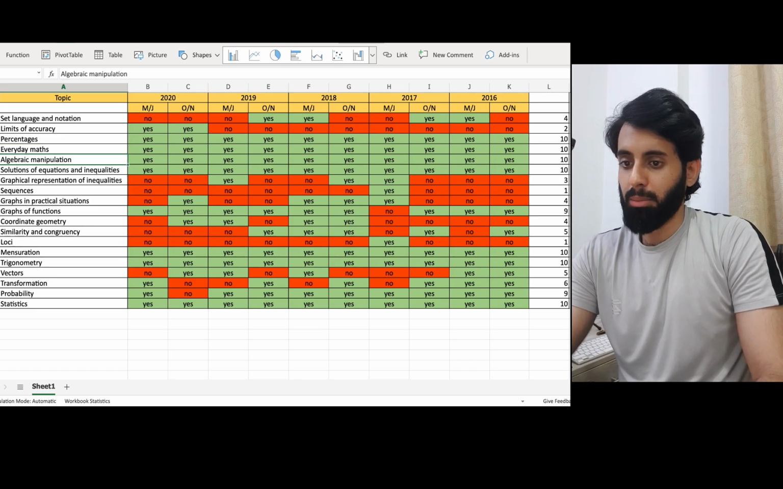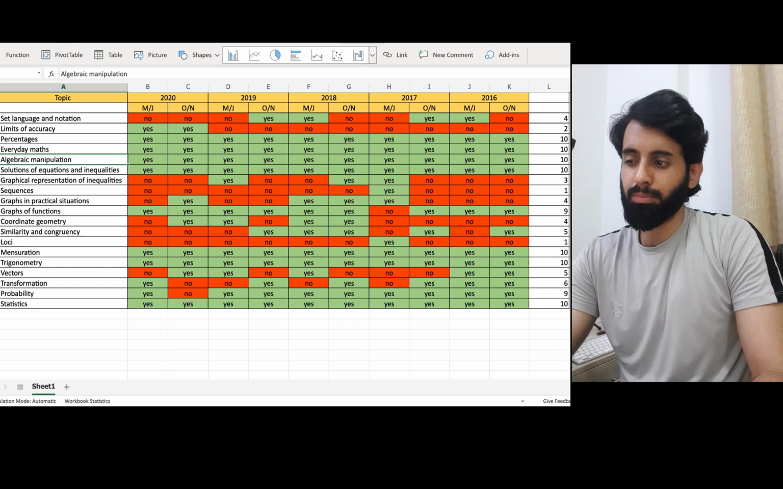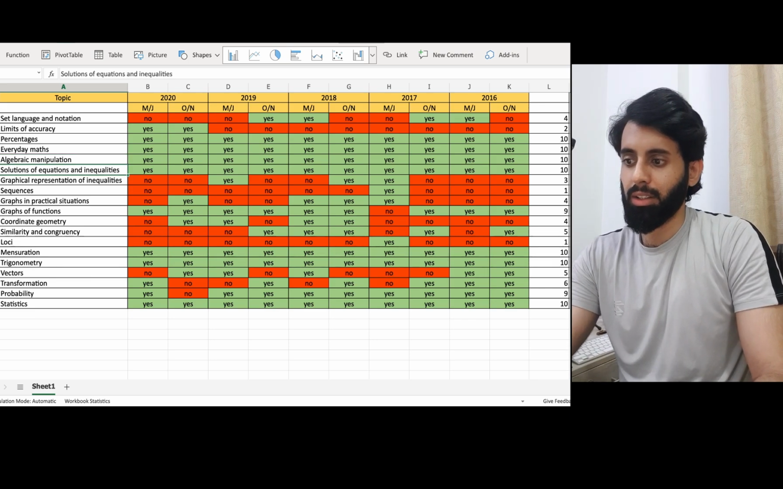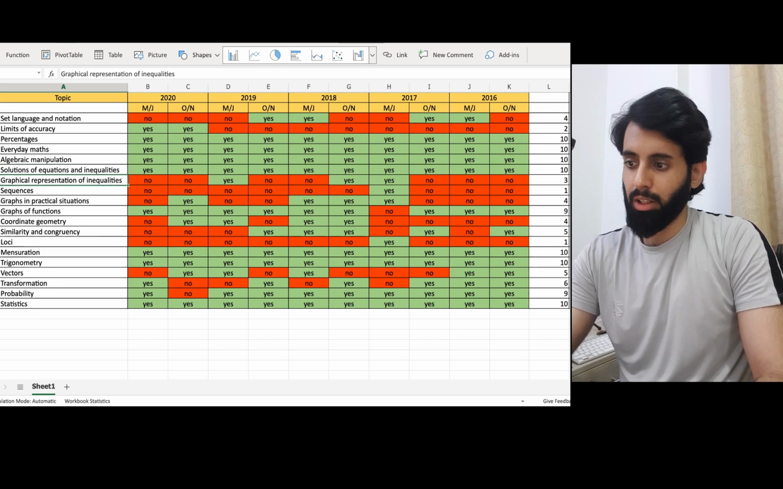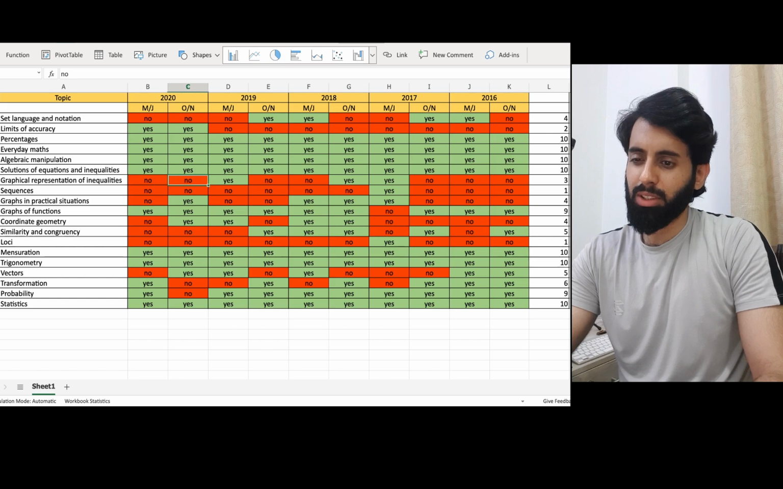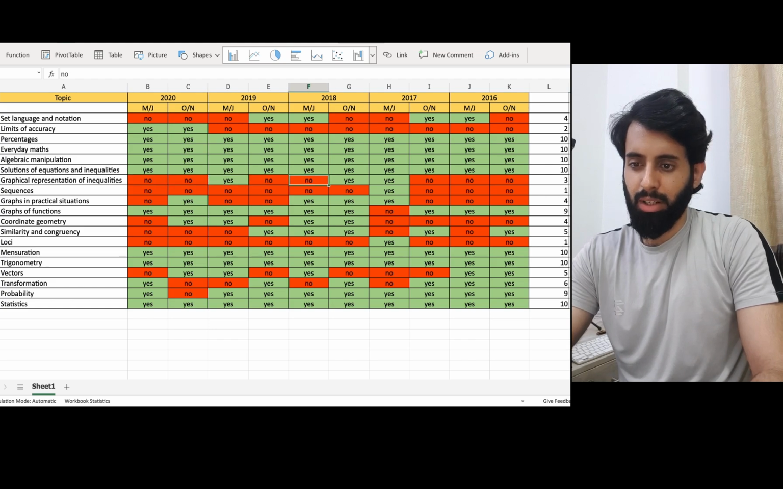And then you have algebraic manipulation, which basically means equations, multiplication, making this the subject, that the subject, stuff like that. And then solutions of equations and inequalities, again very important. And then you have graphs of inequalities, which is likely to come in paper 1. As you can see, in the last 10 papers, it has only come thrice in paper 2.